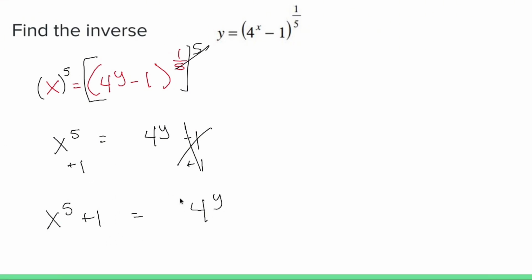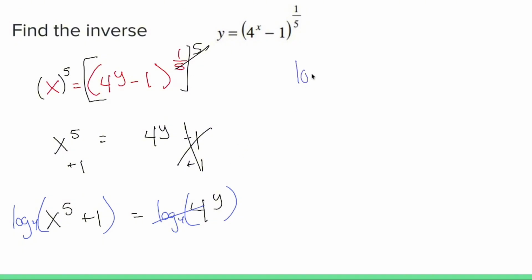Now, I left this space on purpose because in order to get rid of that 4 base, I need to log base 4 both sides because that'll allow that guy to cancel out. So log base 4 both sides.